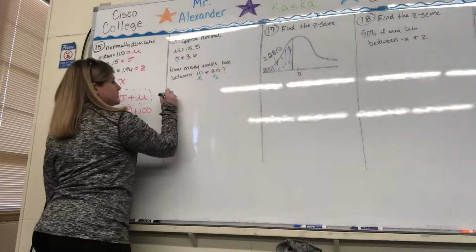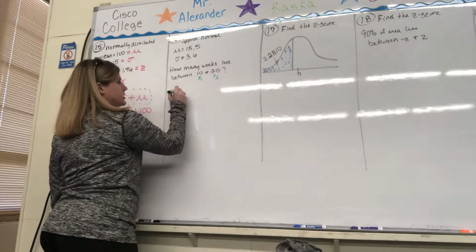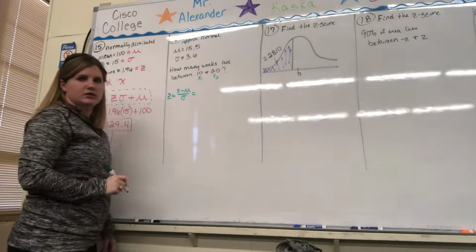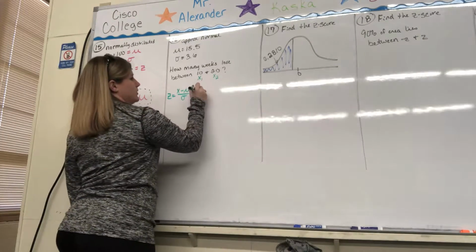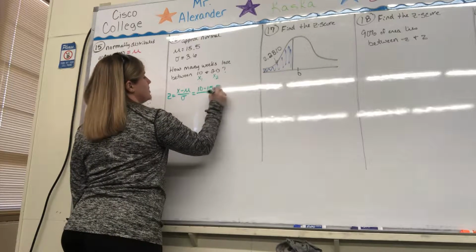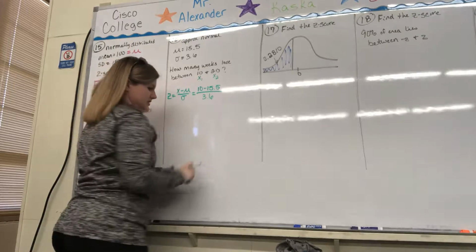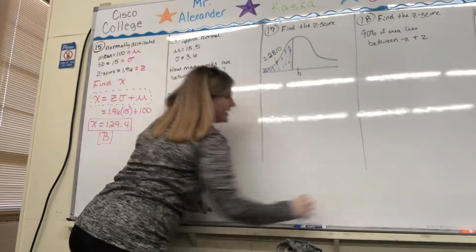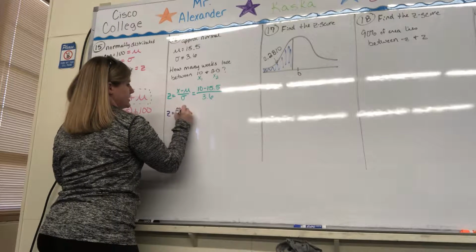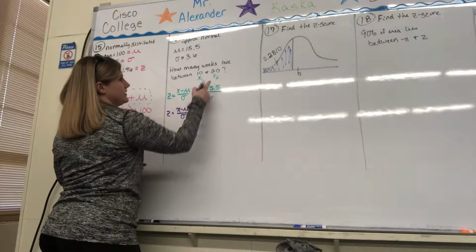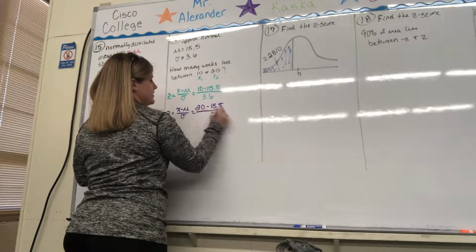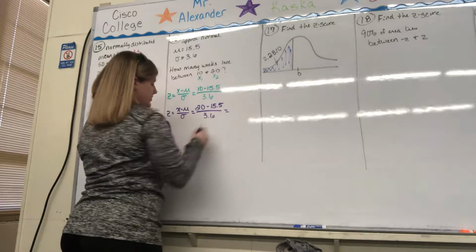So remember z equals x minus mu divided by sigma. So plugging in x1, we would have 10 minus 15.5 over 3.6. And I'm going to write out what our second one would be also. X minus mu divided by sigma. So 20 minus 15.5 over 3.6.